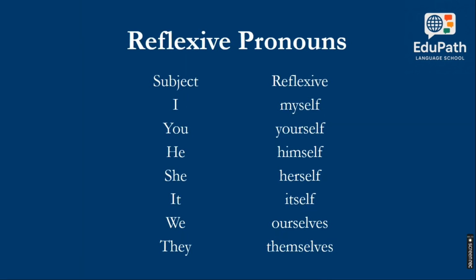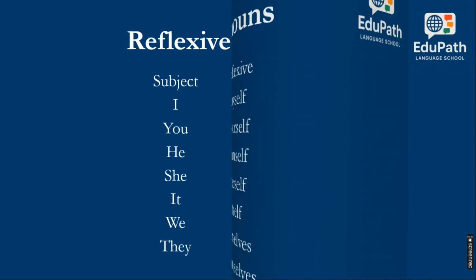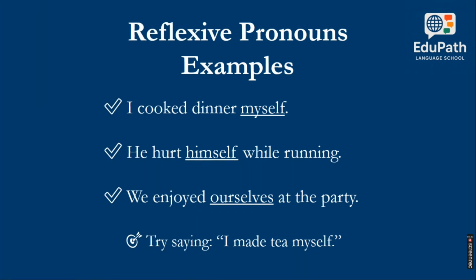So when the subject is I, the pronoun is myself. For you, it is yourself. He, himself. She, herself. It, itself. We, ourselves. And they, themselves. Let's look at some examples. So for example, I cooked dinner myself. So here, the subject, I, and the object, myself, are talking about the same person, me. And that is why myself is a reflexive pronoun.